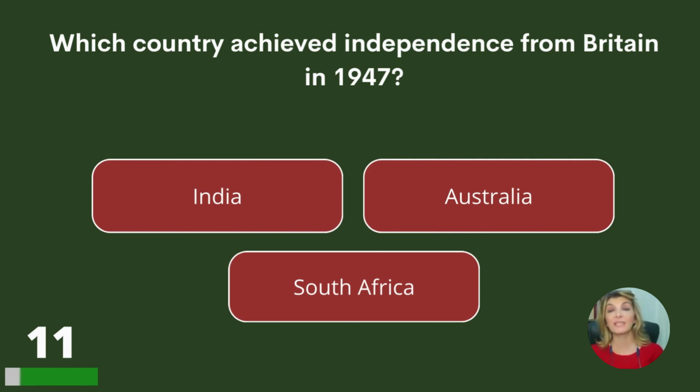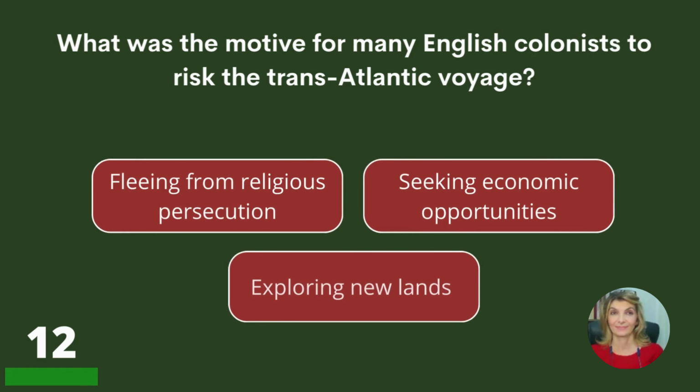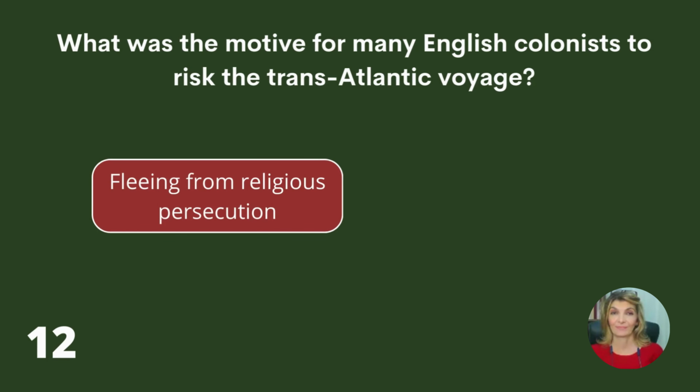Which country achieved independence from Britain in 1947? India, Australia, or South Africa? India. What was the motive for many English colonists to risk the transatlantic voyage? Fleeing from religious persecution, seeking economic opportunities, or exploring new lands? Fleeing from religious persecution.